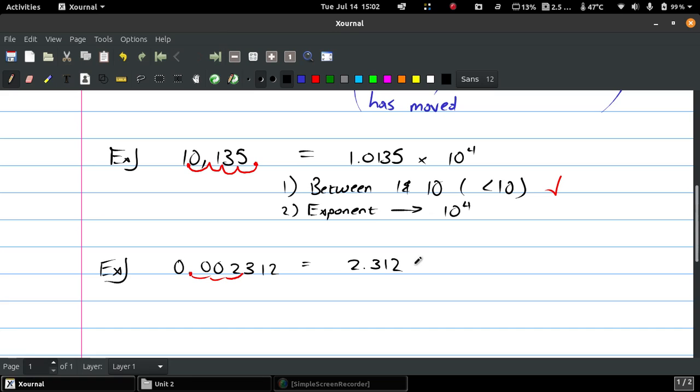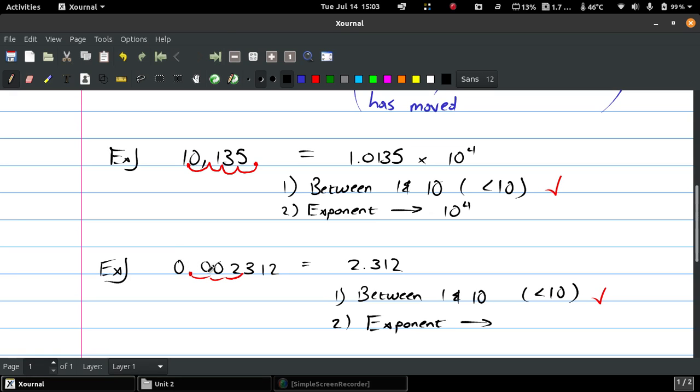So of course it has to be negative. So let's count how many times we moved. So I'm going to write down our checklist. So 1 between... less than 10, and then that's a check. And then our exponent will be to be determined. So if you want to try and figure it out yourself, just pause it and then go, but I'm going to solve it right now.